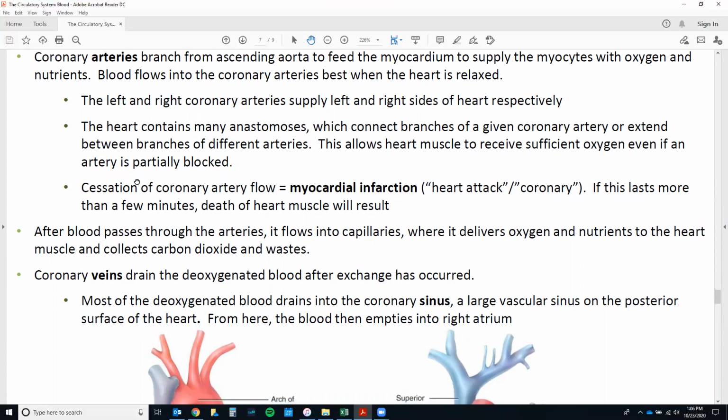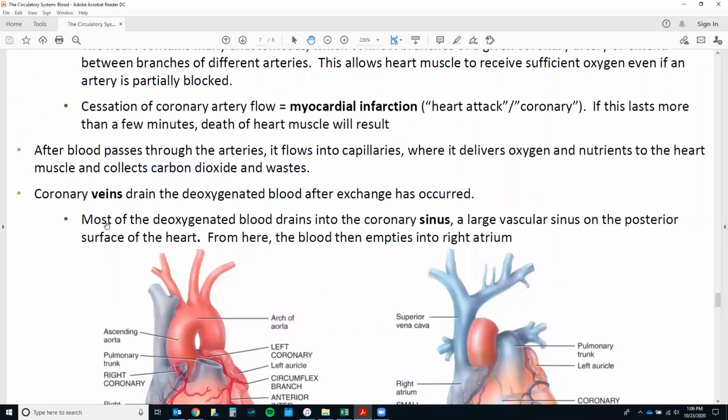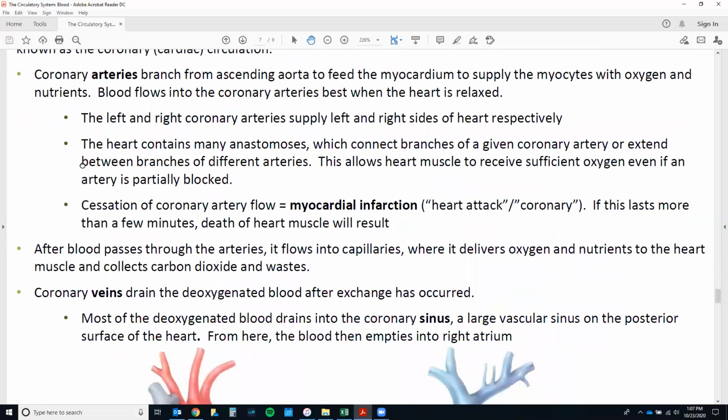Coronary arteries: we know now that arteries carry oxygenated blood away from the heart. These are the branches that come directly off of the aorta, pretty much right after blood goes into the aorta from our left ventricle. The two major coronary arteries are the left coronary artery that feeds the left side of our heart, and the right coronary artery that feeds the right side of the heart. As you can see, there are many branches coming off of those. We'll get into more of those in our next lecture.